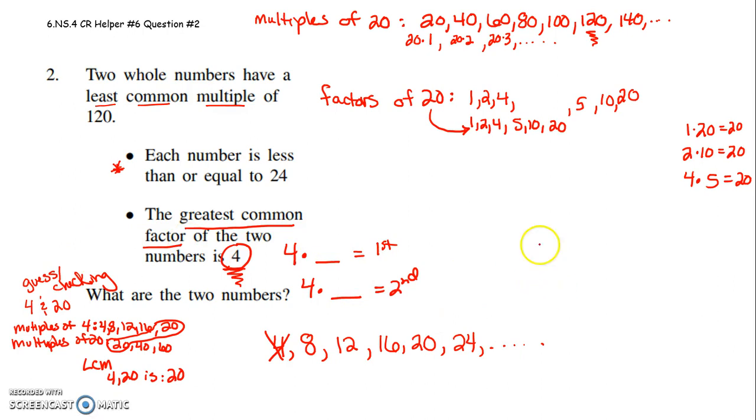So I could just keep guessing and checking. Now I could guess and check that maybe 8 and 20 are going to work here. So let's look at the multiples of 8.